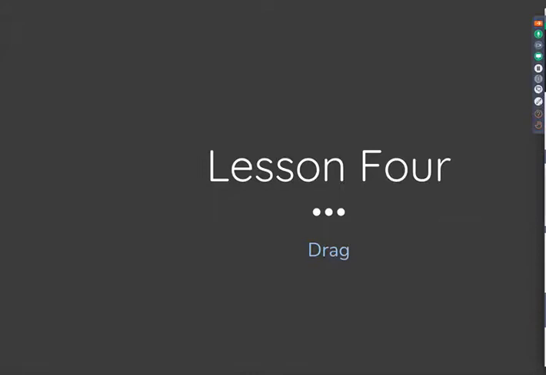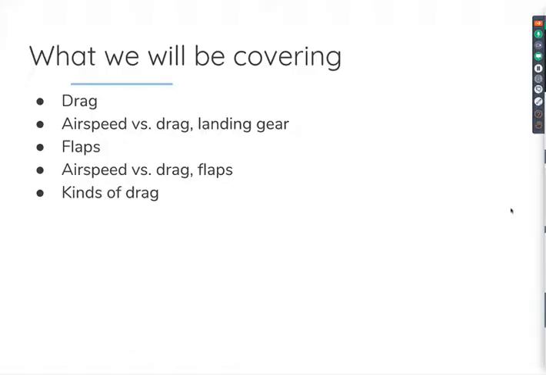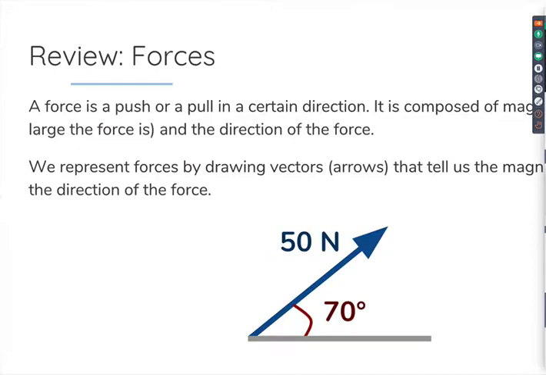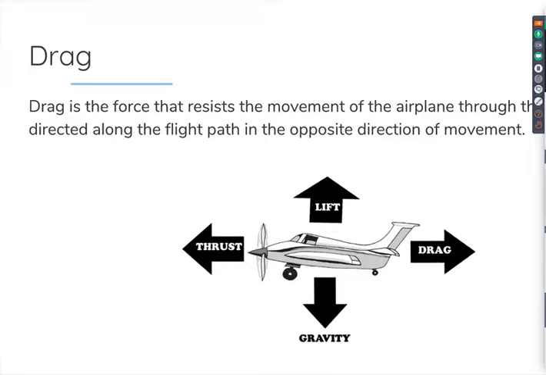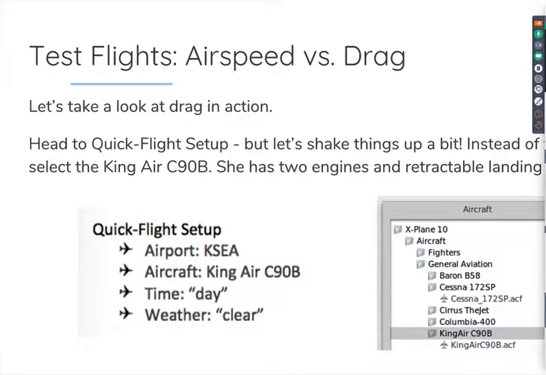So let's go ahead and talk about what we're going to do today. We're going to talk about lesson 4 on flight. We're going to talk about drag: drag versus airspeed, drag versus landing gear and flaps, airspeed versus drag with flaps, thinking about it that way, and then kinds of drag. So remember, push and a pull, so magnitude and direction. And the last one we're looking at now is drag.